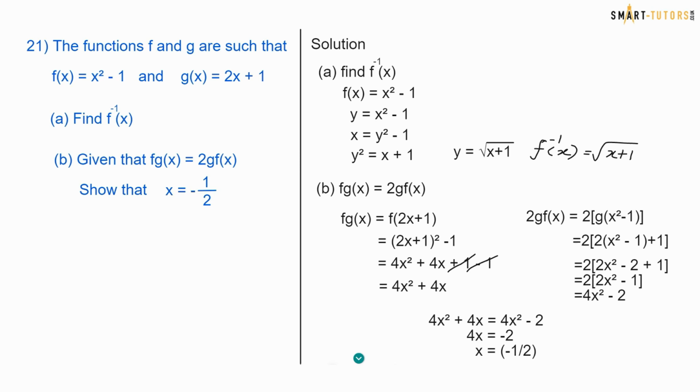Then equate both answers because they said that is equal to that. So 4x squared plus 4x equals 4x squared minus 2. Both sides, 4x squared cancel. So 4x equals minus 2. So x equals minus 2 over 4, minus 1 over 2. So that is the answer they ask you to show. So that is the answer for question number 21.